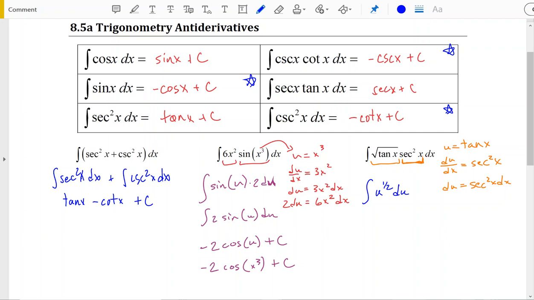Now I can do this antiderivative using the power rule. Add 1 to my exponent, divide by my new exponent, plus c. Let's rewrite that without a fraction in the bottom. 2/3 u to the 3/2 plus c, and then substitute our u back in. 2/3 tan x to the 3/2 plus c. We could rewrite that rational exponent, but I'm just going to leave it there.